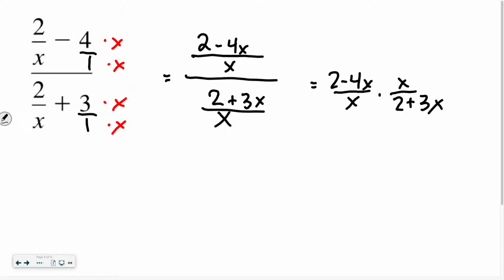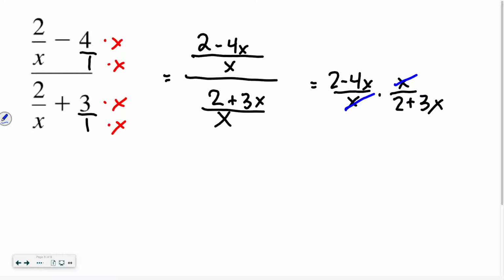What happens? Cancel your x's. Cancel the 2. Those are not factors, they are terms. How do you know they're terms, not factors? There's an addition sign between them. There's a plus or minus right behind it.